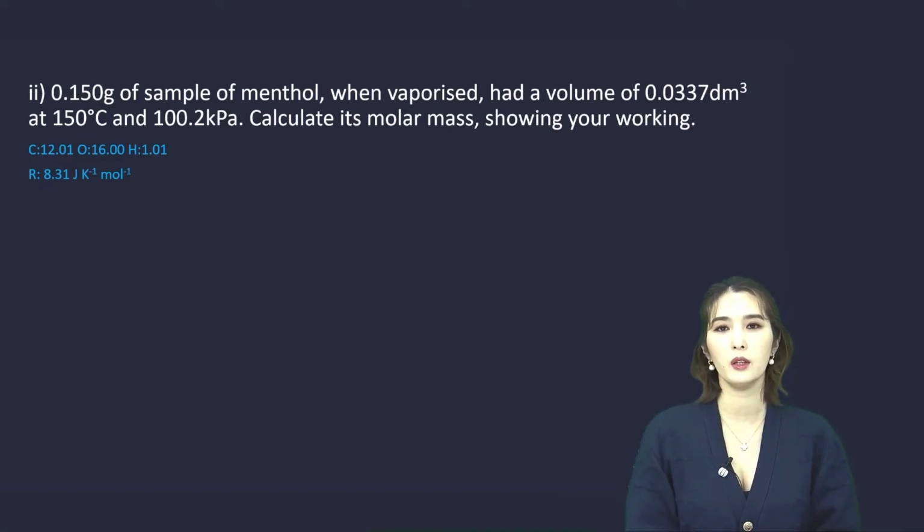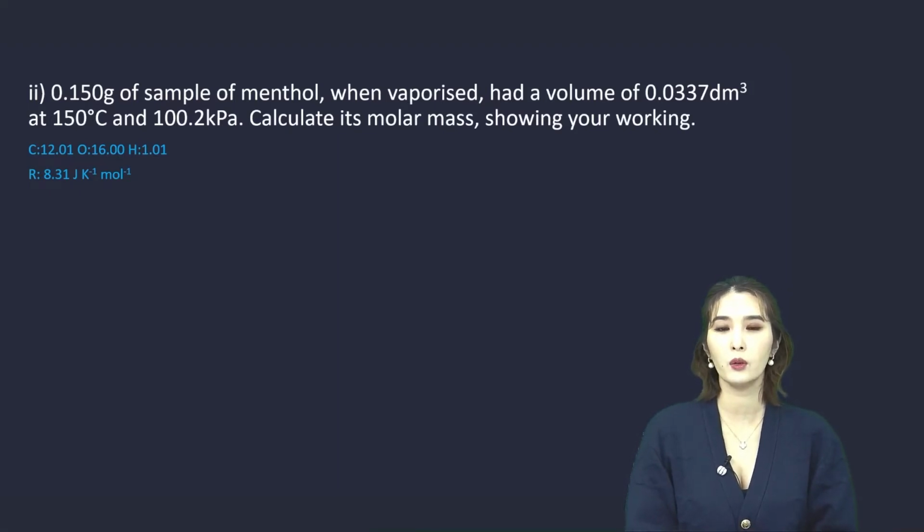Now for the second part, they ask us to find the molar mass of menthol. The data that we're given is that we have 0.150 grams of menthol, which when vaporized gives us a volume of 0.0337 decimeters cubed at the temperature of 150 degrees Celsius, and pressure is given as 100.2 kilopascals.